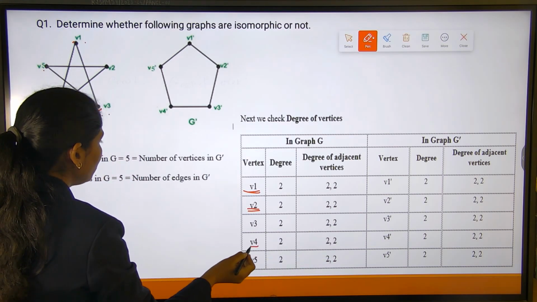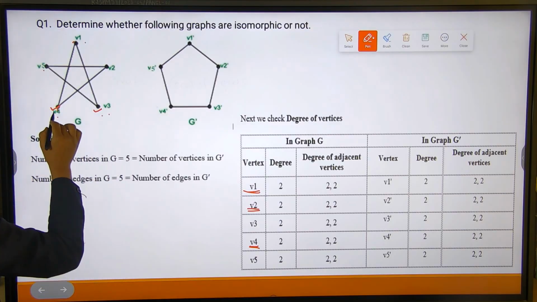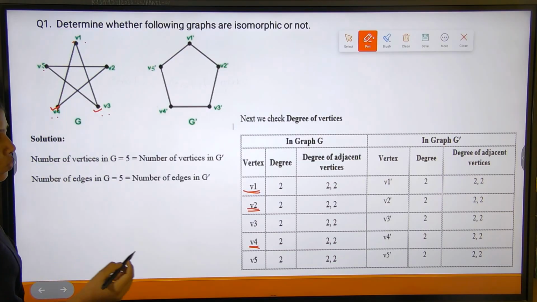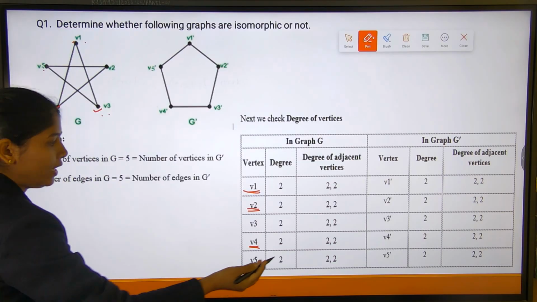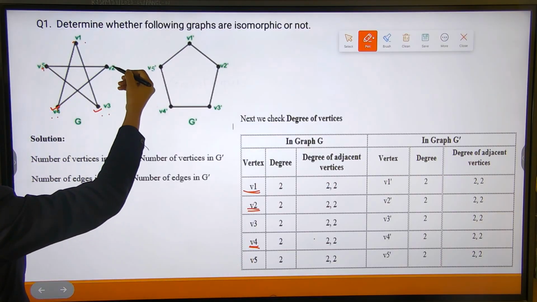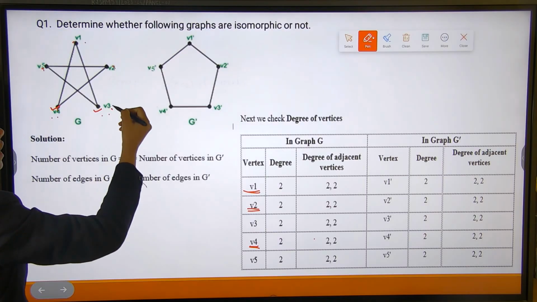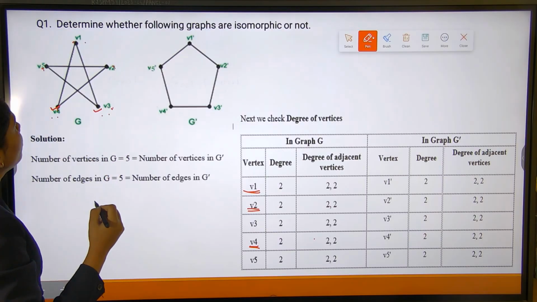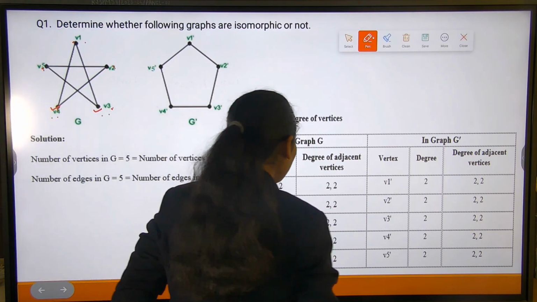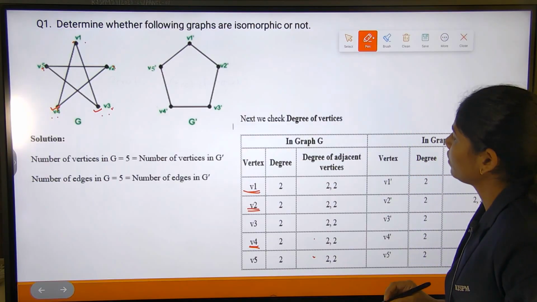Next check for V4. Again for V4 there are 2 adjacent vertices, V1 and V2, both having degree 2. So write here. Next check for V5. For V5 there are 2 adjacent vertices, V3 and V2, and both have degree 2. So write here.